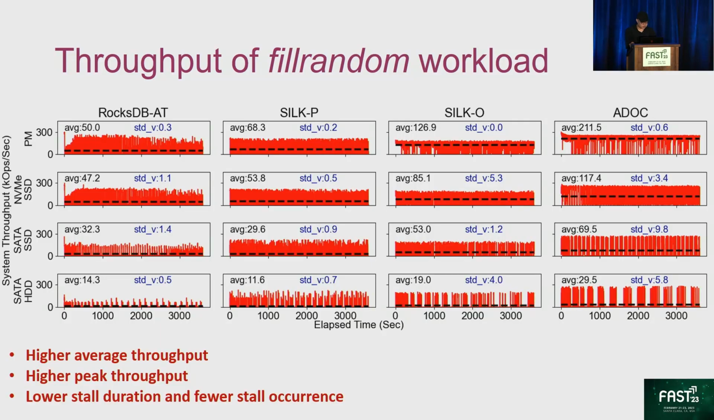This figure compares the throughput of the fillrandom workload. The red lines mean the real-time throughput, and the black dotted line means the average throughput. We can see that ADOC achieves much higher average throughput and much higher peak throughput than the state-of-the-art work, because it will tune on all write stalls, and it won't limit the bandwidth of the background compaction jobs.